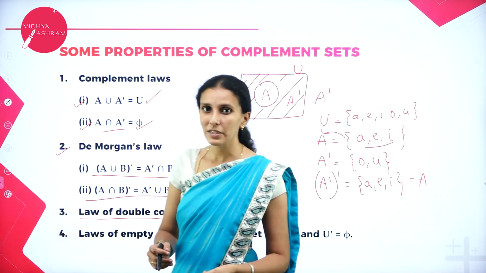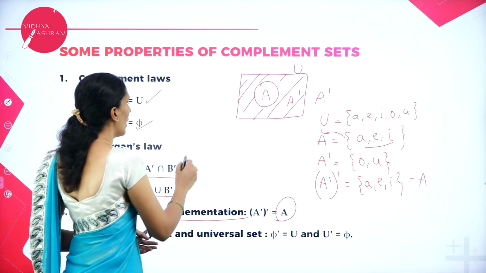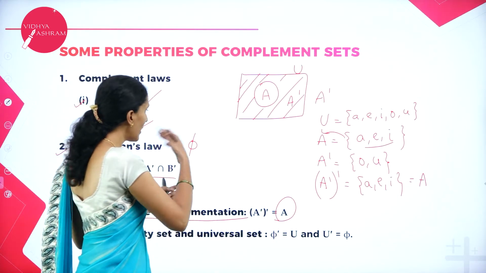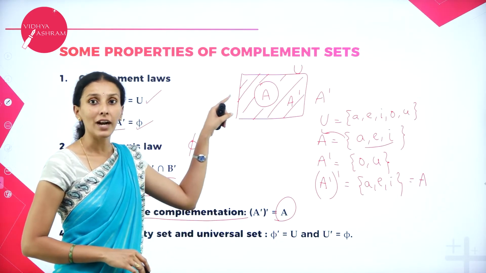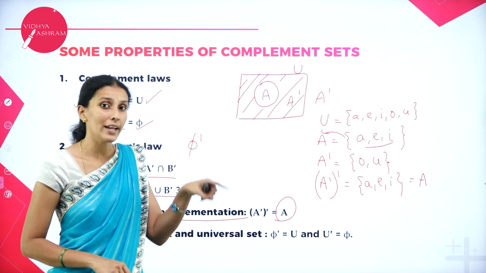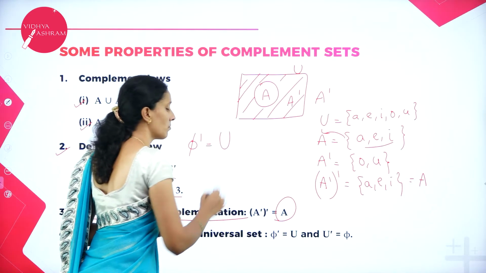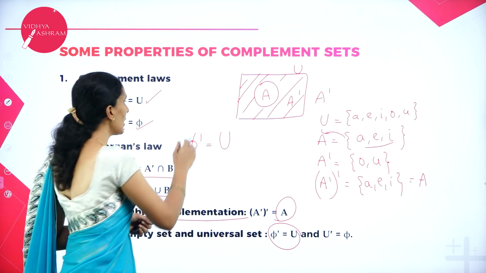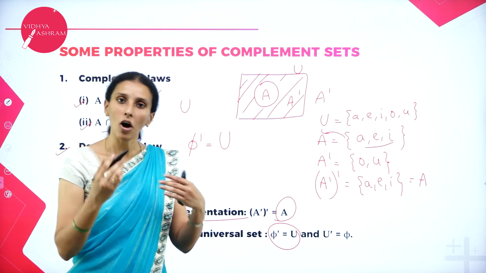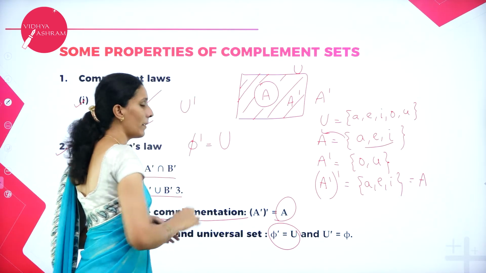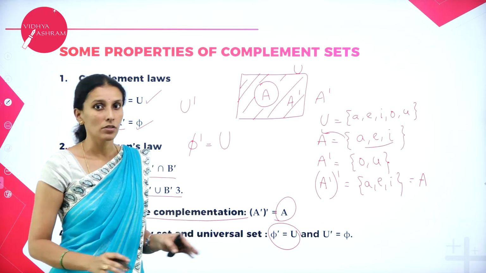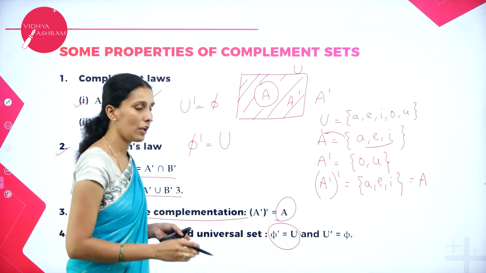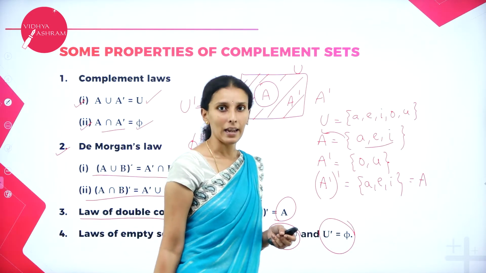Next we have the law of empty set and universal set. Empty means you have nothing, that means you do not have any elements. So what does its complement imply? It should contain all the elements. What is the set which contains all the elements? The universal set. So phi dash is nothing but U. Similarly, the universal set contains all the elements, so its complement should not contain any elements. What is the set which does not contain any element? The empty set. So U dash is empty.